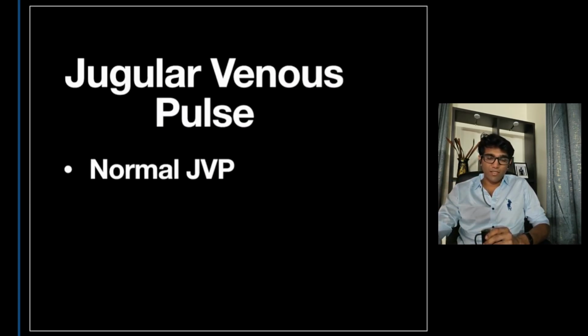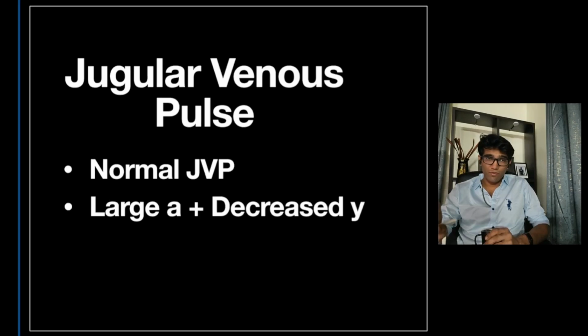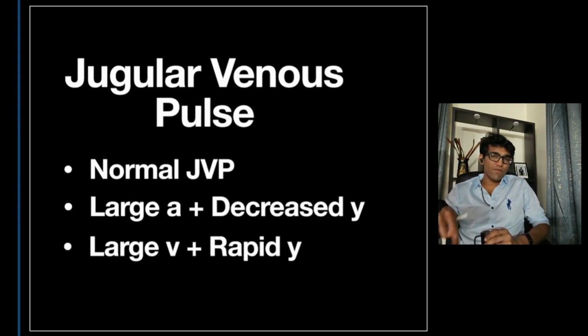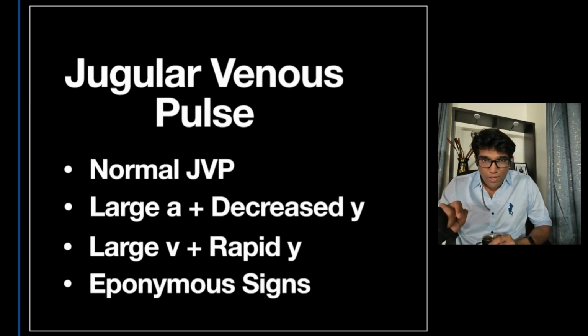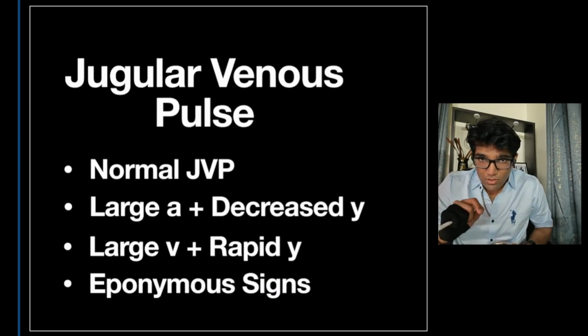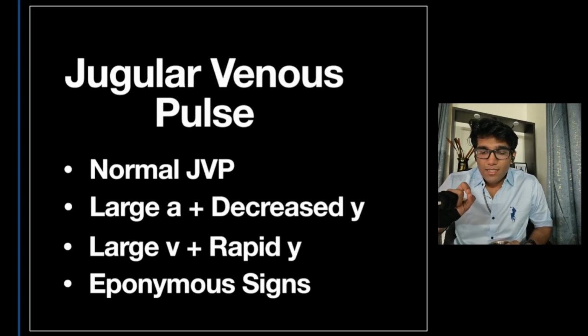So we'll be discussing the normal JVP. There are two abnormalities that need to be understood clearly. One is a large A wave with a decreased Y descent. We'll discuss what these waves are. And the second is a large V wave with a rapid Y descent. The last thing that we'll be discussing is two eponymous signs, that is the abdominal jugular reflex and the Kussmaul sign. So we'll be discussing the mechanisms.